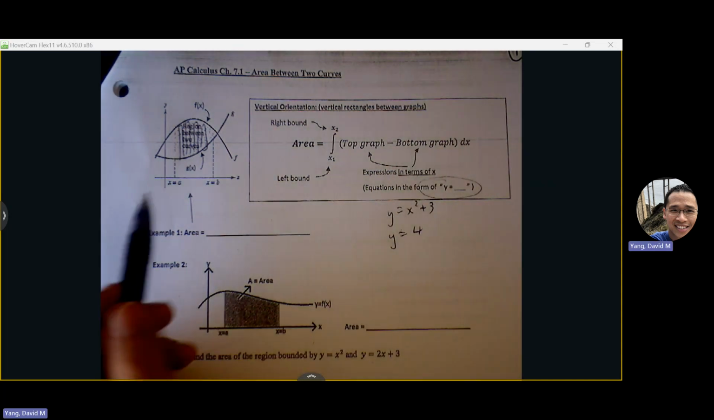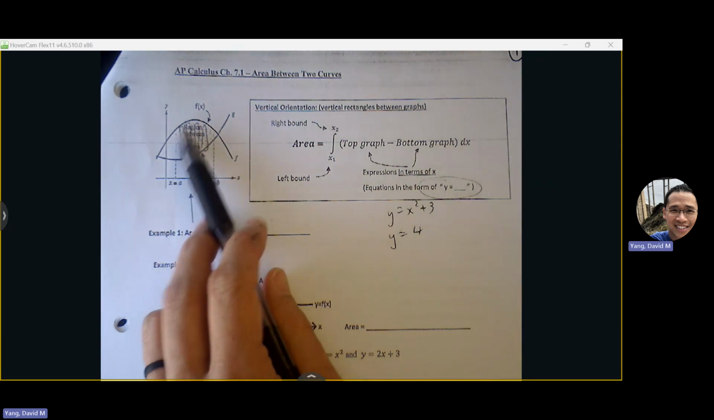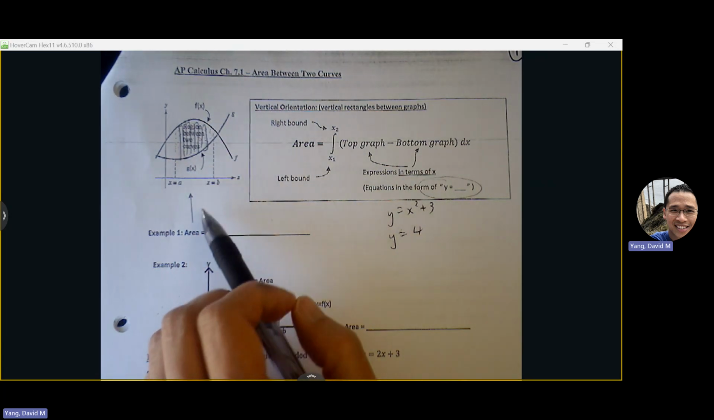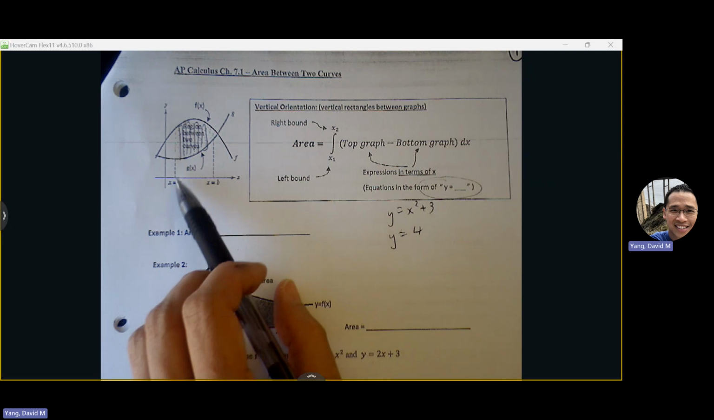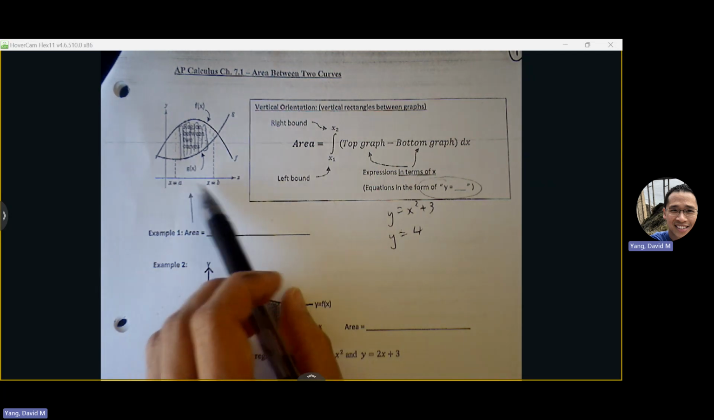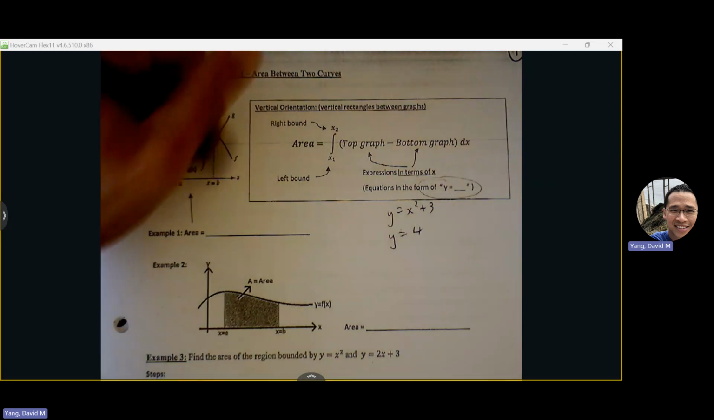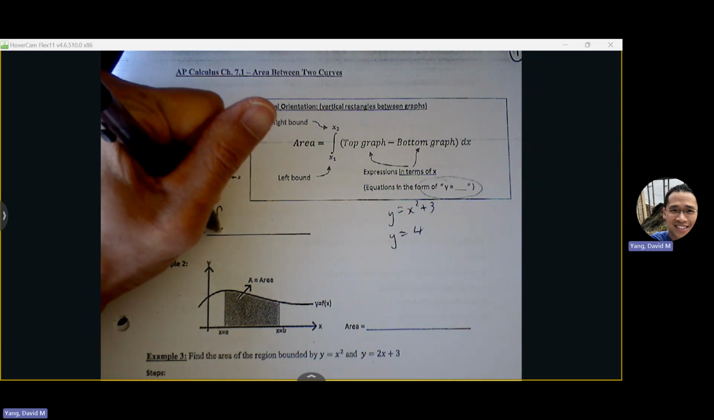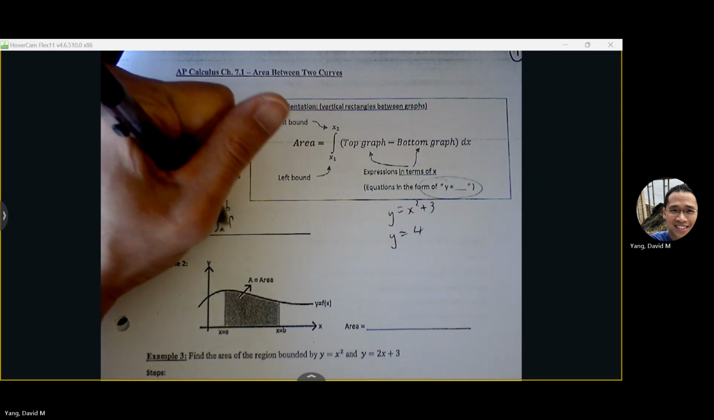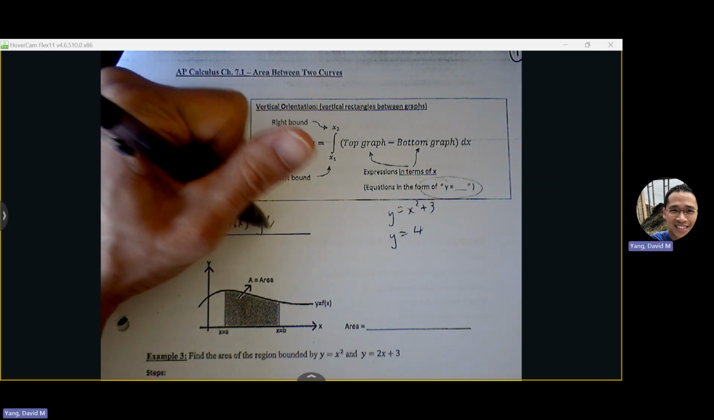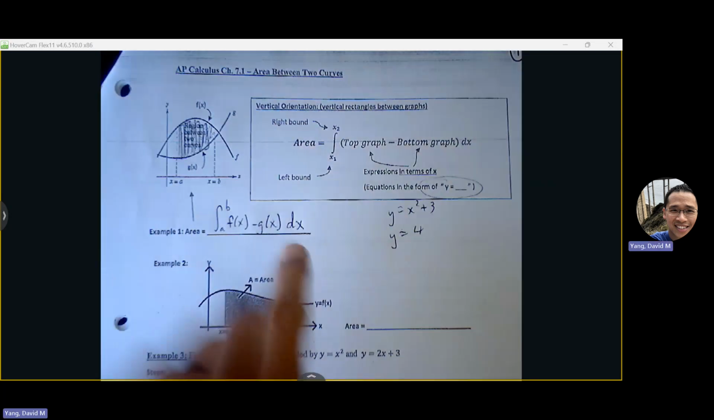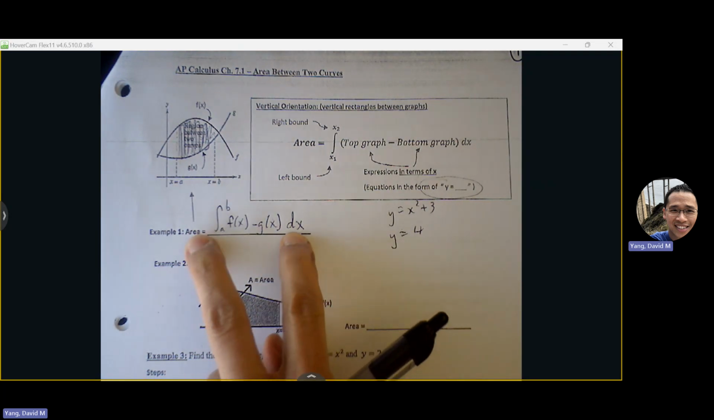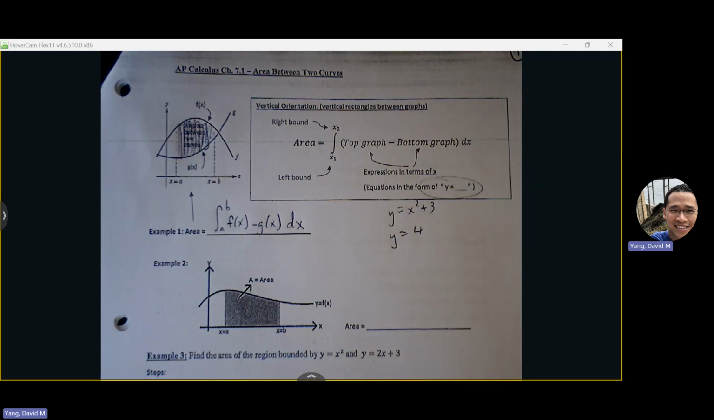So example one: my top graph, the one that is higher up on the y-axis, is f of x. The bottom graph is g of x. And then my bound is from a to b. So the area of this shaded region is the definite integral from a to b of f of x minus g of x, dx. Make sure you include your notation. We have the integral sign and dx acting as the bookends to represent area.